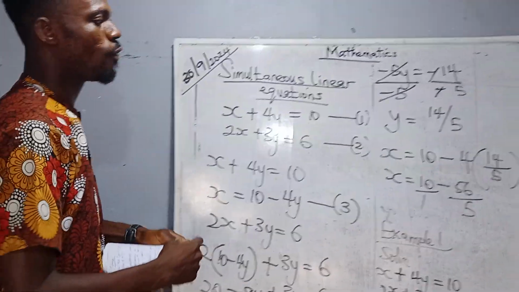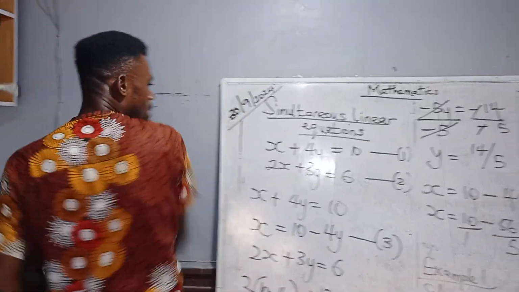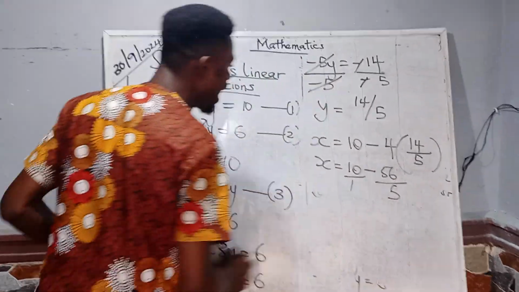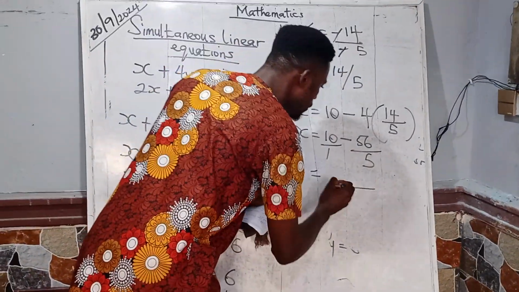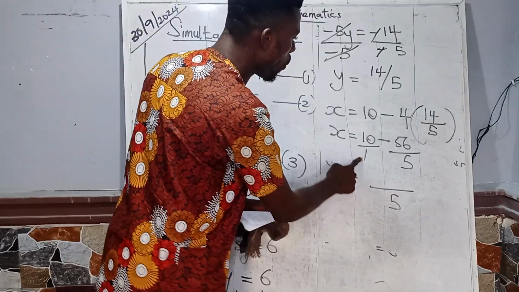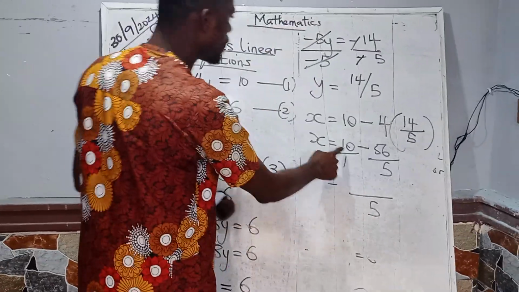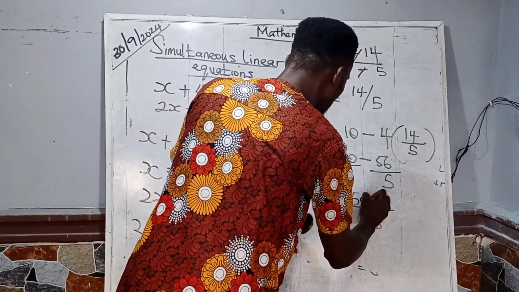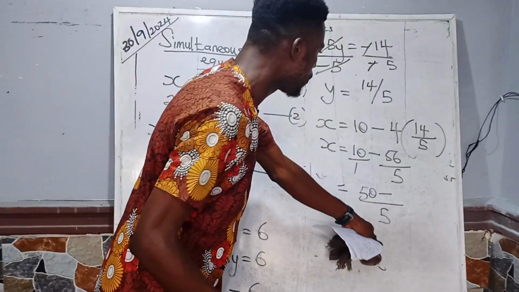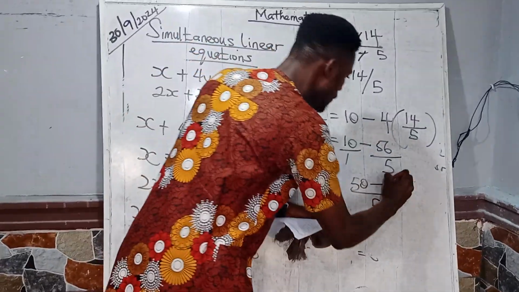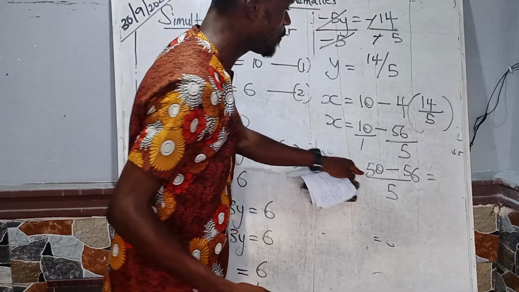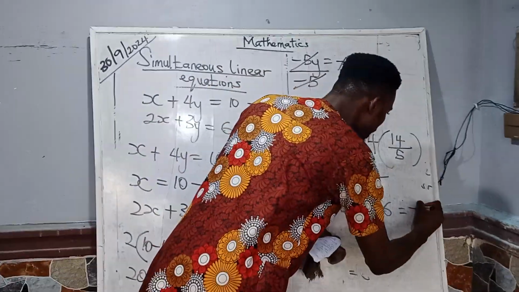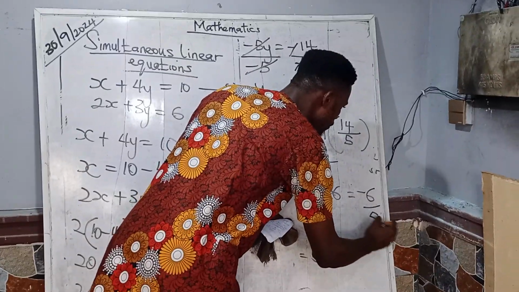Now, I can look for the LCM. What's the LCM of 1 and 5? The LCM of 1 and 5 is 5. So 1 into 5, 5. 5 times 10, 50. Minus 5 into 5, 1. 1 times 56, 56. So 50 minus 56 gives me minus 6 over 5.